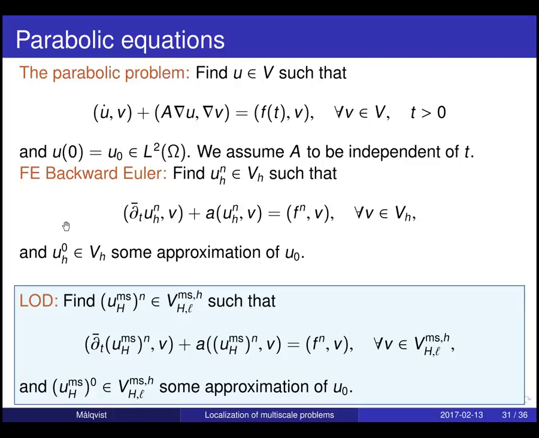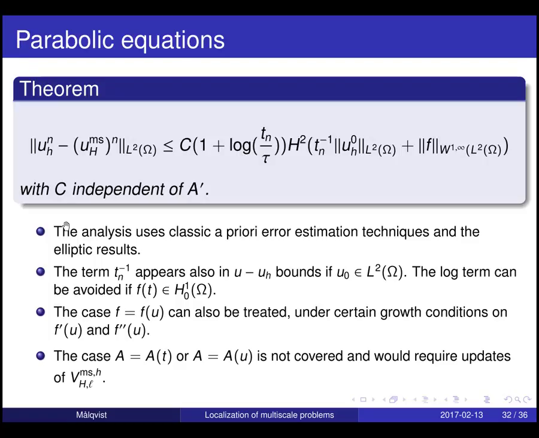We use a backward Euler approximation just in time. We get this expression, the difference quotient, and then the LOD, using the same space again and solving this problem with some initial approximation of the initial data. One would expect it works nicely. You get H2 convergence in the L2 norm.